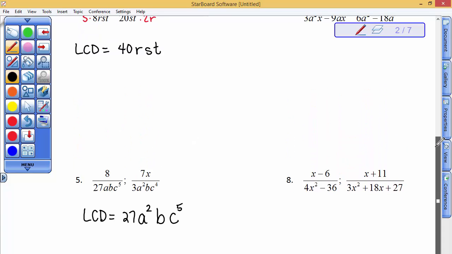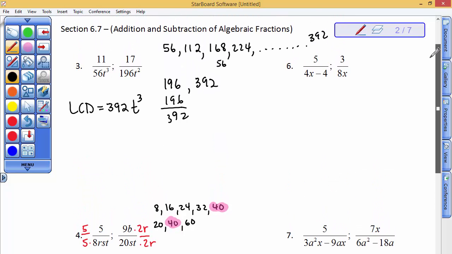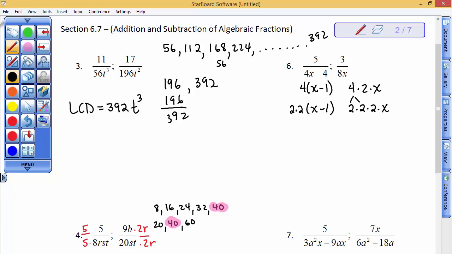So the reason I bothered to show you how to do this with both lists and factors is now we're to that point where we're going to break this denominator into 4 times x minus 1. And this 8x, we're going to break it up into 4 times 2 times x. But remember, the 4 is 2 times 2. And you see that 4 right there? I'm going to think of that as 2 times 2 times x minus 1. So my LCD has to have the greatest number of 2's. So it looks like it's 3 of them versus 2 of them. And 3 of them make up an 8.